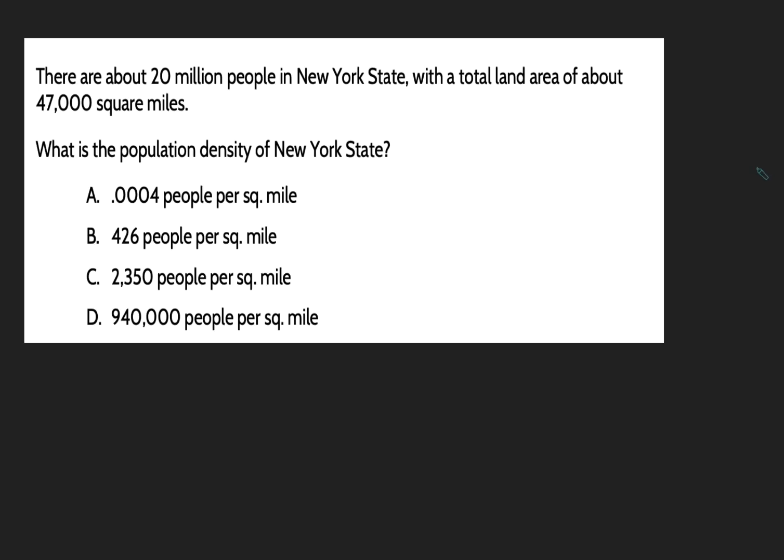Okay, let's look at some problems that you will see on your TASC test. All right, the first question states there are about 20 million people in New York State with a total land area of about 47,000 square miles. What is the population density of New York State? Now we know that density is mass divided by your area. Now here, your mass is the people. Notice they wrote it as 20 million. Now you need to change that 20 million into an actual number.